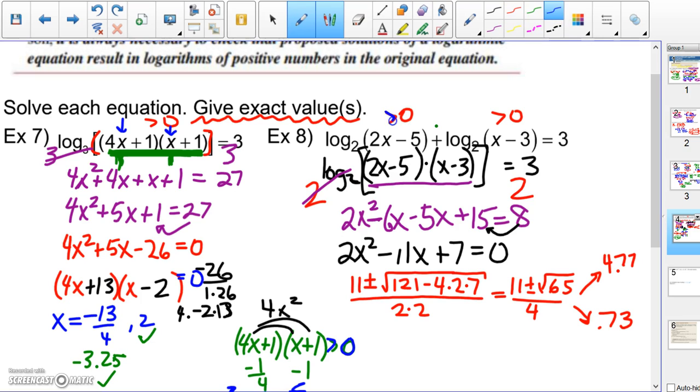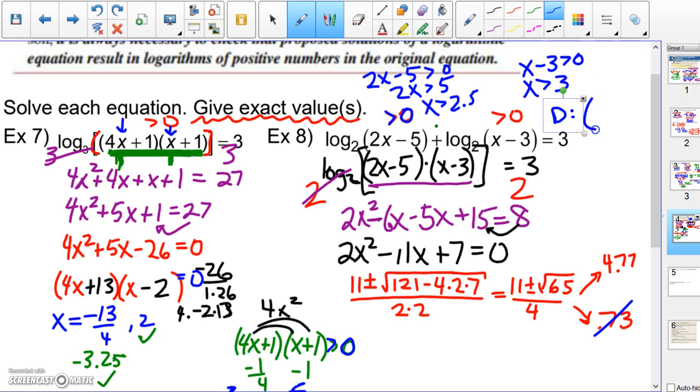Remember, we have to go back and check the domain, and we have to say, well, 2x minus 5 is greater than 0. So if 2x minus 5 is greater than 0, add the 5 over, 2x is greater than 5, divide by 2, that means x has to be greater than 2.5. So we can already see right now that 0.73 isn't going to work. So x has to be greater than 2.5, but we also have x minus 3 is greater than 0, so x has to be greater than 3. So actually, the domain, all the x numbers have to be bigger than 3. If you had to write the domain, it would be from 3 to infinity.